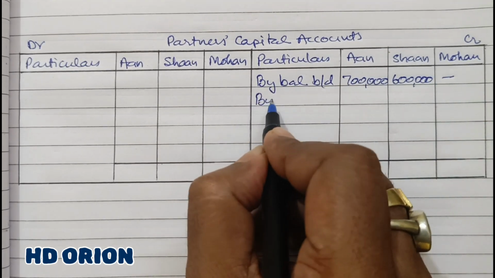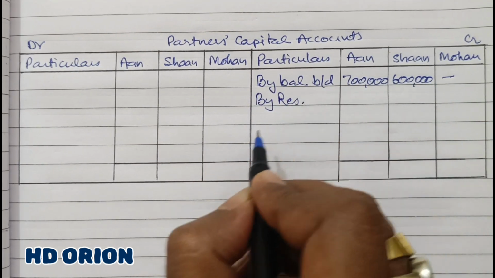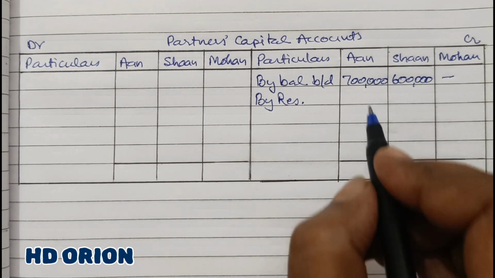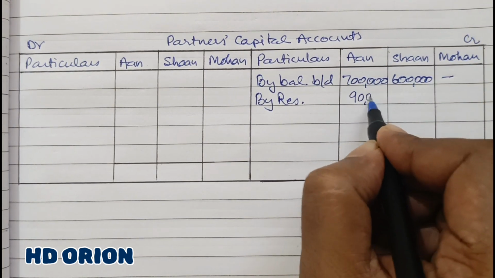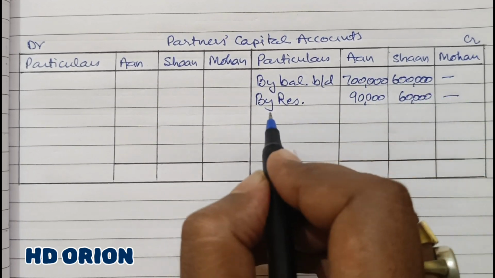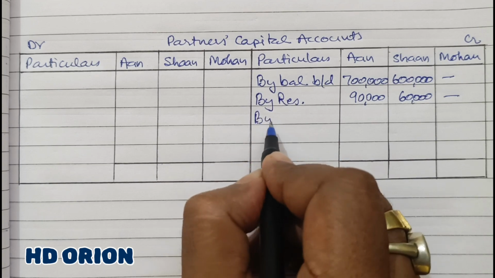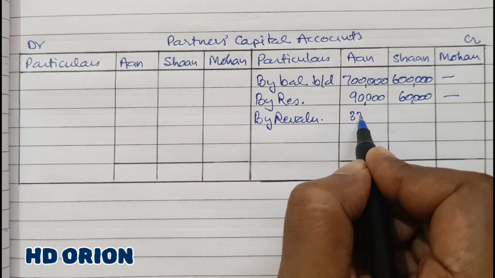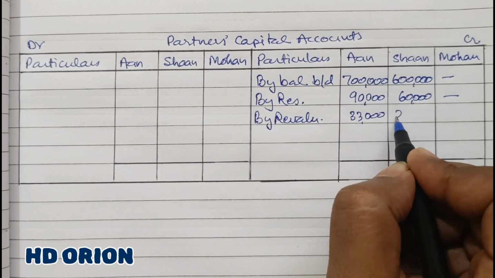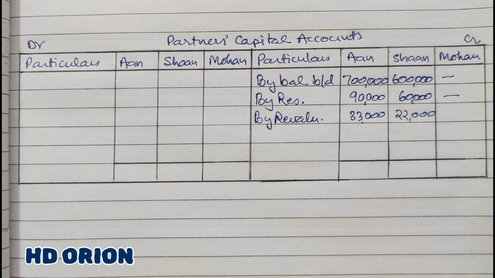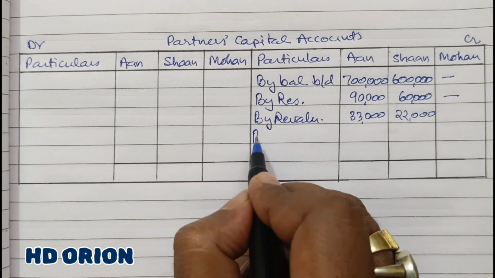Then there is a reserve also in the balance sheet. So the reserve will be given to the old partners in their old profit sharing ratio. So 1,50,000 as 90,000 and 60,000 rupees. Then profit on revaluation. Do not forget to write the revaluation account. Sometimes it is missed. And then premium for goodwill.